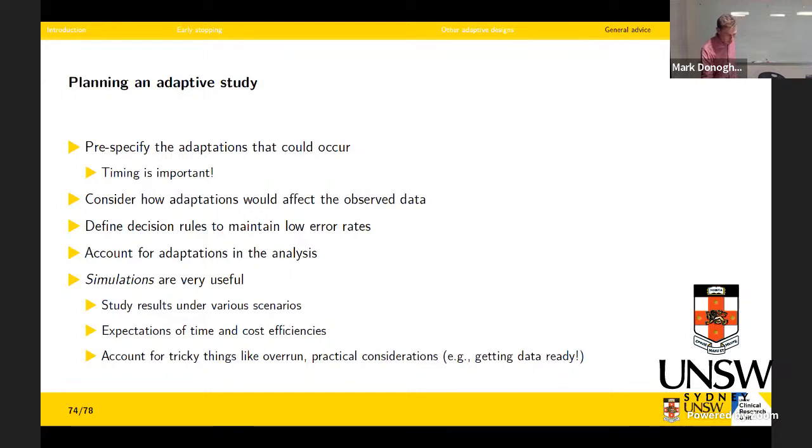And like I showed earlier, you need to think about how the adaptations are going to affect your observed data, define your decision rules to control your error rates, account for your adaptations in the analysis. And this is all usually done by simulating what your study would look like under various scenarios. And from that, you can get expectations of the time and the cost efficiencies.